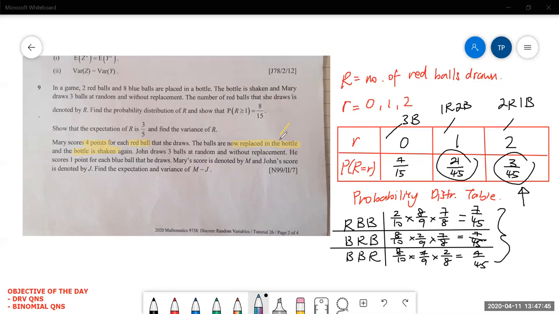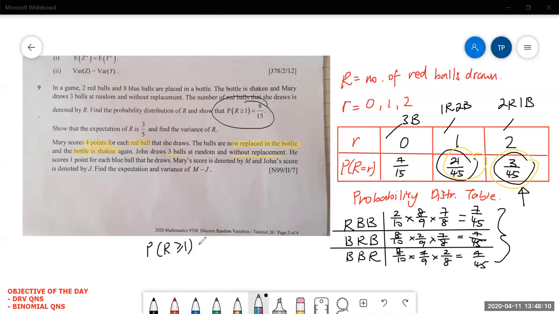Because in the next line, it says John draws 3 balls at random without replacement. Now it's still without replacement, okay? Wait, how do you show this in? This plus this. Probability of R. Okay. Good that you stopped me. Please always stop me when you don't know.